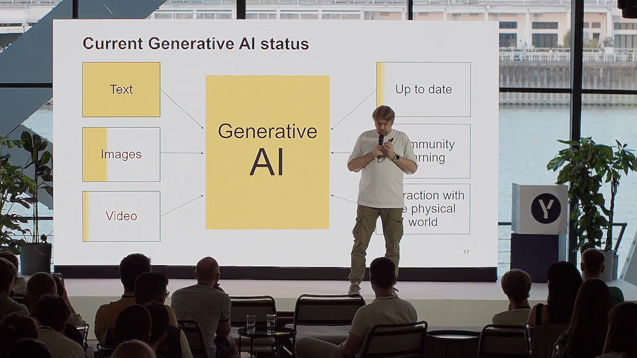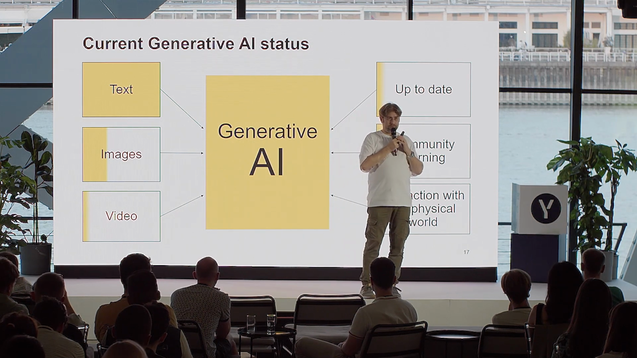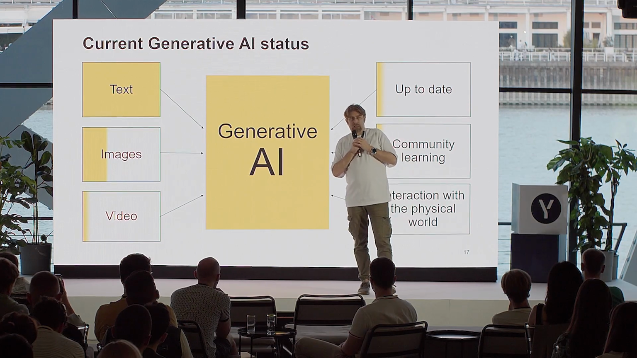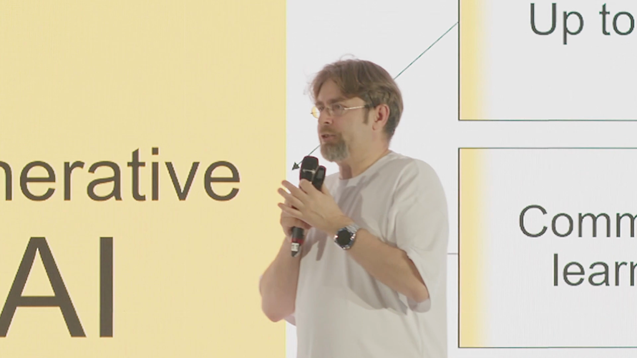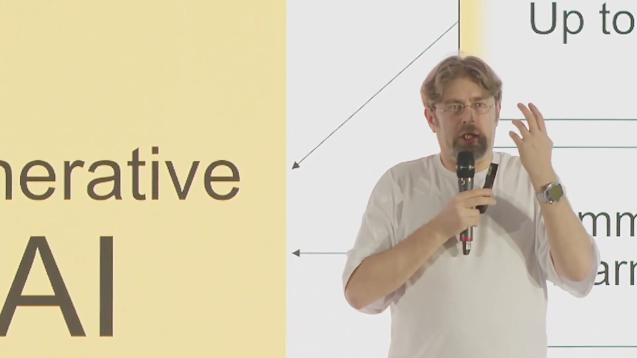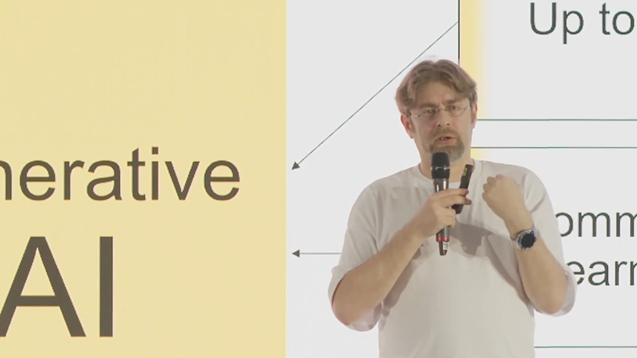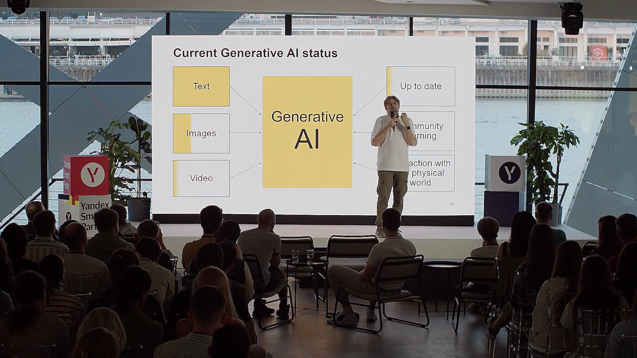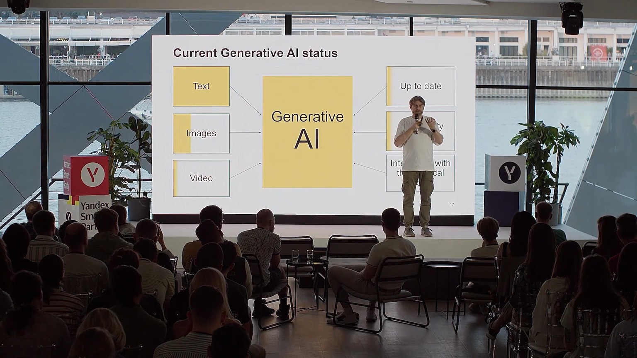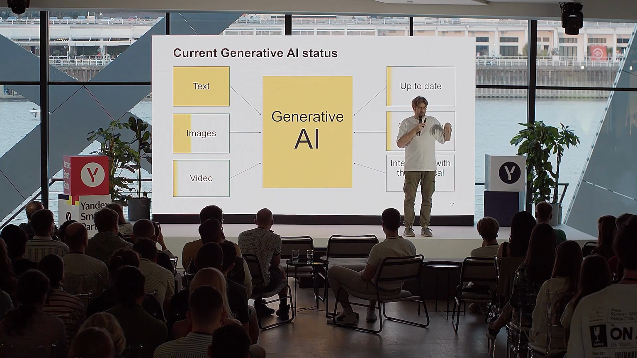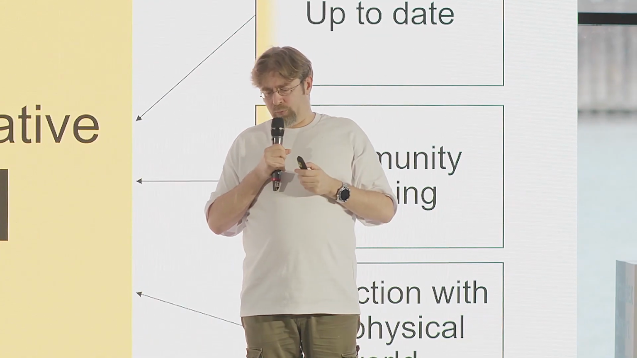And the last point is that there is no interaction with the physical world if we talk about AI. They can't touch, they can't smell, they can't walk on the street, and there is no physical model in generative AI. All generative AI knowledge is based on text from the internet, not from physical interaction with the world.